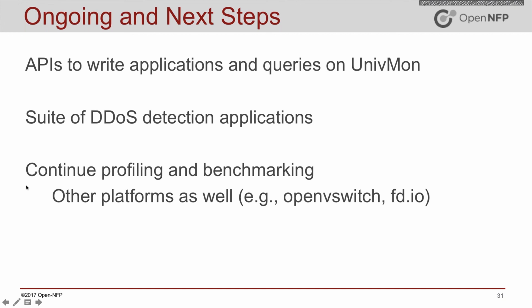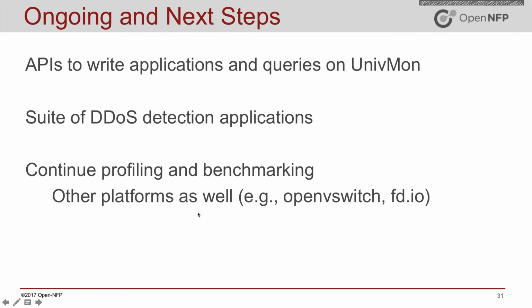The second thing we want to do: we've been prototyping several canonical DDoS detection applications and showing that there is a nice mapping between what the DDoS world is doing for detection and the universal monitoring capabilities. And that's it. There's still a lot of work to be done on the performance side. So we're continuing with our profiling, benchmarking, and implementation exercises, and also experimenting with other platforms like Open vSwitch, FDIO, and others, to better understand what it takes to implement these kinds of sketching algorithms, especially universal sketching, at very high line rates with low CPU consumption.